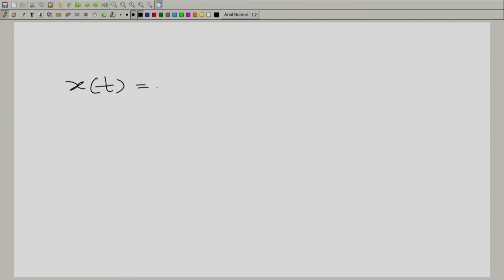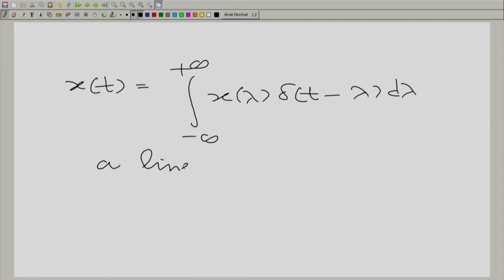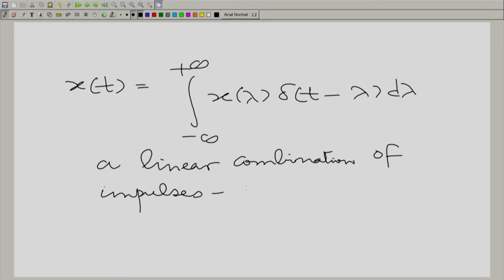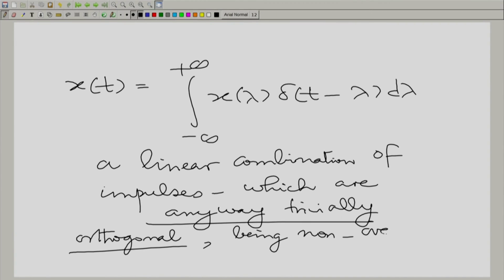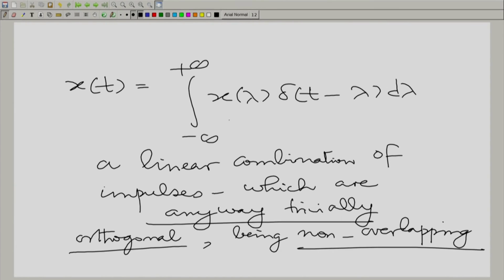So, x(t) is essentially the integral from minus to plus infinity of x(lambda) delta(t minus lambda) d lambda, a linear combination of impulses, and impulses are anyway orthogonal. Why are they orthogonal? Because they are non-overlapping. After all, 2 impulses located at different locations essentially confine themselves to a point, and if these 2 points are different, they are non-overlapping. So, the impulses are trivially orthogonal. When we write x(t) like this in terms of a linear combination of impulses, this is an expression in another basis, the basis of these impulses.